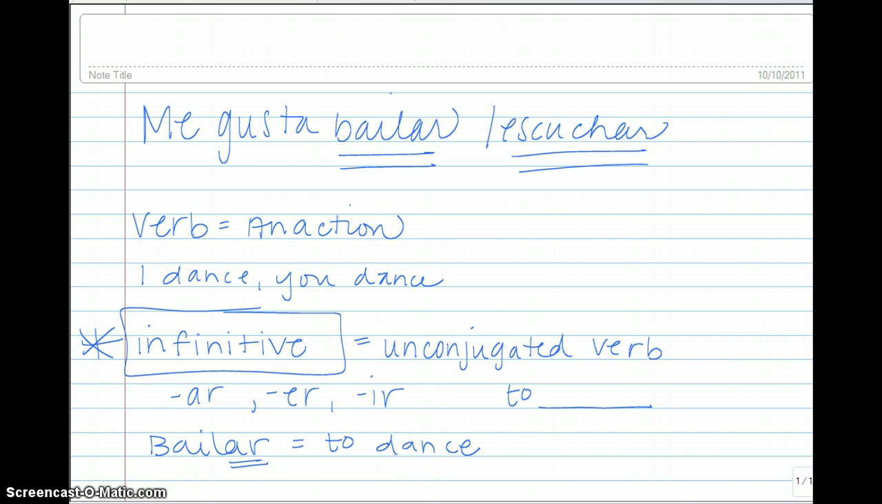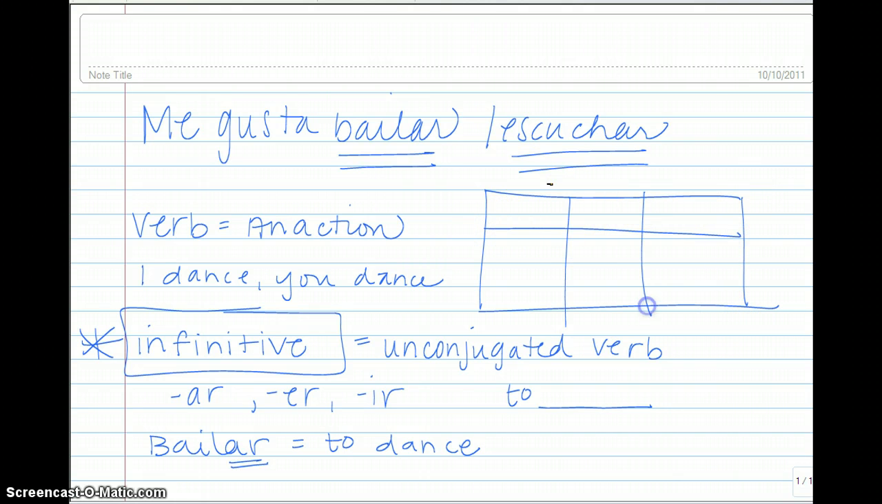For homework, all you have to do is create a chart, perhaps like this one, and in these write AR, ER, and IR, and go to the vocabulary that we just finished and write down all the infinitives that we know and separate them by AR verbs, ER verbs, or IR verbs. So bailar would fit in the AR category. Do that for homework and have that ready for class.